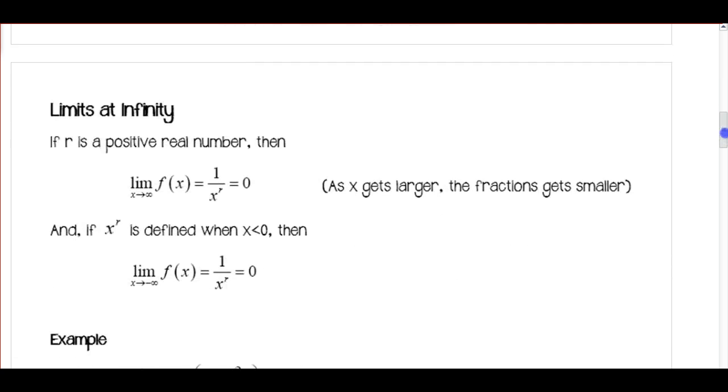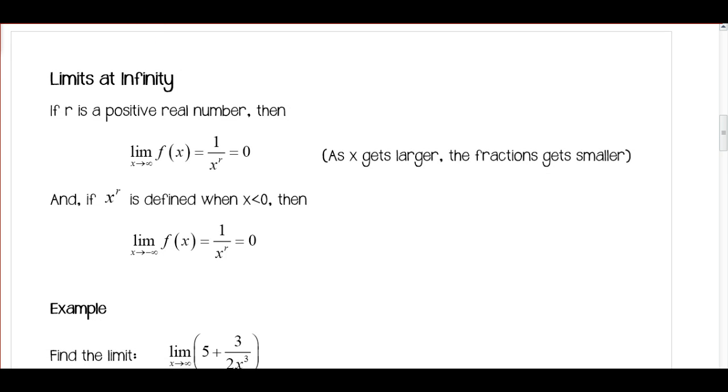So for our limits at infinity, if r is a positive real number, then the limit as x approaches infinity of 1 over x to the r is going to be 0. Keep in mind, as x gets larger, as this denominator gets larger, the fraction is going to get smaller. That's why this approaches 0. And if x to the r is defined when x is less than 0, then the limit as x approaches negative infinity of 1 over x to the r is also 0.